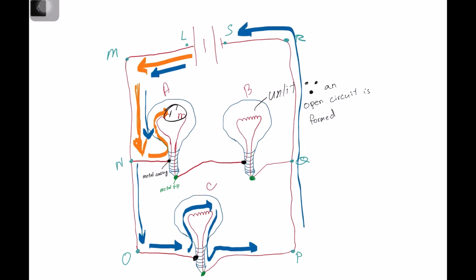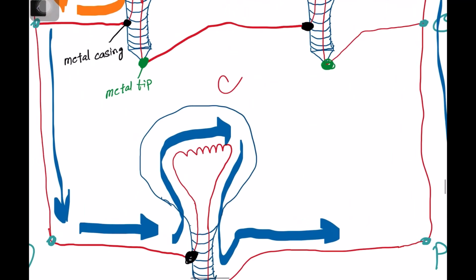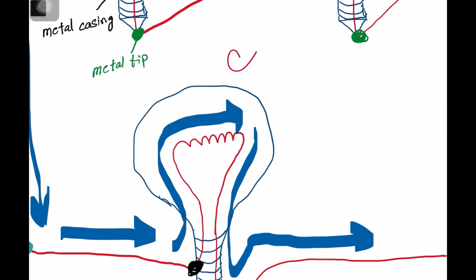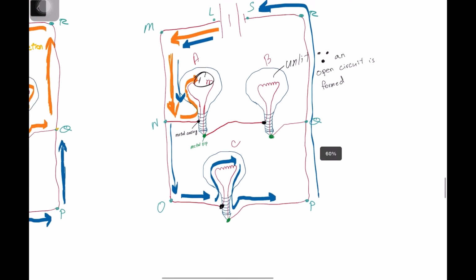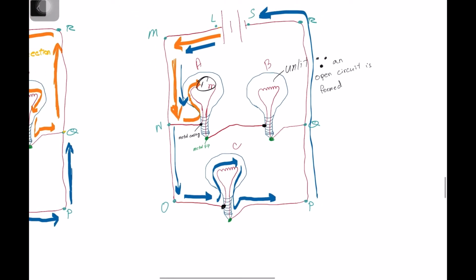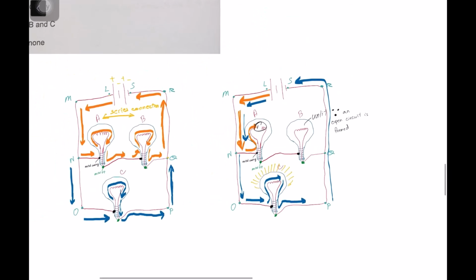Why? Because there is no break in the filament inside bulb C, right? Bulb C is not blown. Bulb C is not fused. So there's a closed circuit formed, and the electrical current is able to flow from the positive end of the battery at L to the negative end of the battery at S through bulb C. So this will cause bulb C to light up. So I hope this gets this question cleared.